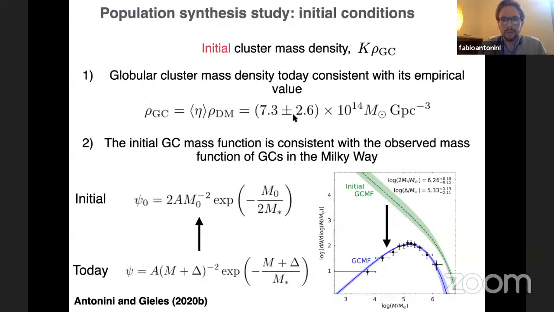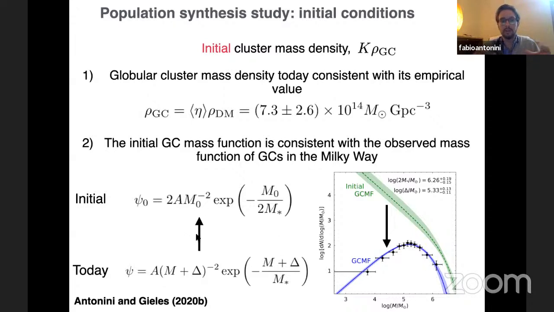Now, in order to compute K, or if you want the initial globular cluster mass function, we require this to be consistent with the observed mass function of globular clusters in the Milky Way. So we don't know the initial globular cluster mass function. What we know is the globular cluster mass function today. And so we start from there. We say that today, the globular cluster mass function can be fit by this function, which we call an evolved Schechter mass function, in which we assume that clusters all lose an equal amount of mass during their lifetime, delta. Delta is the amount of mass lost from globular clusters by any process, which could be two-body relaxation, shocks, or evaporation in a tidal field. And m star is a truncation mass above which the mass function decays exponentially.